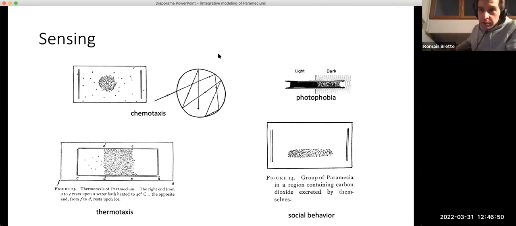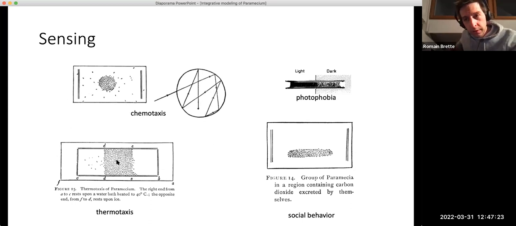So I've mentioned the mechanical sensitivity, but it's also sensitive to many different chemical substances. For example, it likes weak acids. So here you can see a drawing made by Jennings more than a century ago. He puts a little drop of acid and the paramecia go inside and gather inside. And you can see that they kind of bounce against the boundaries of the acid drop.